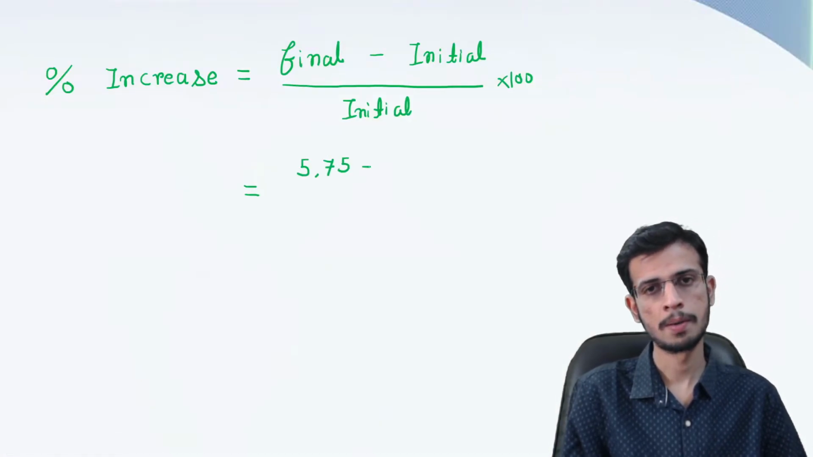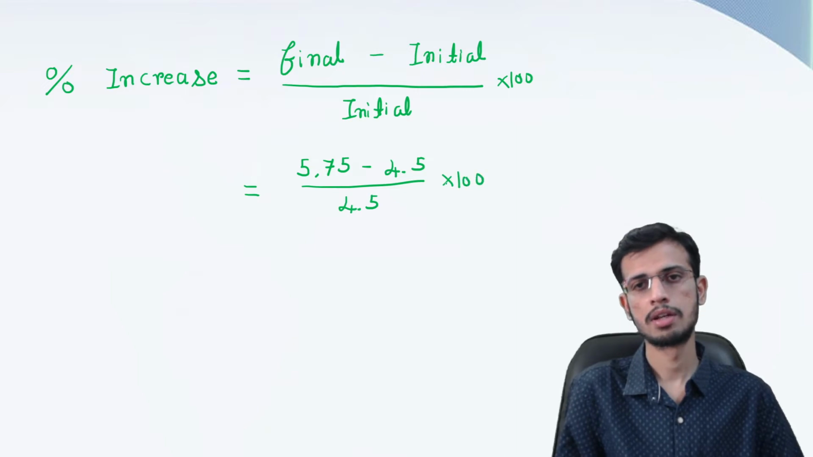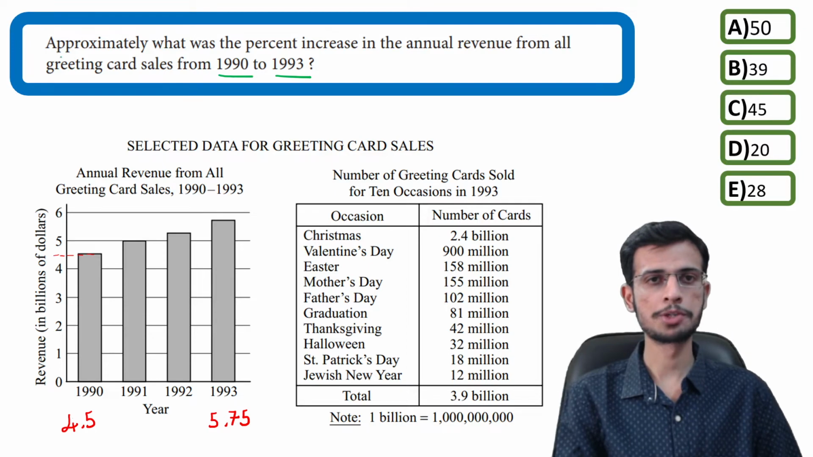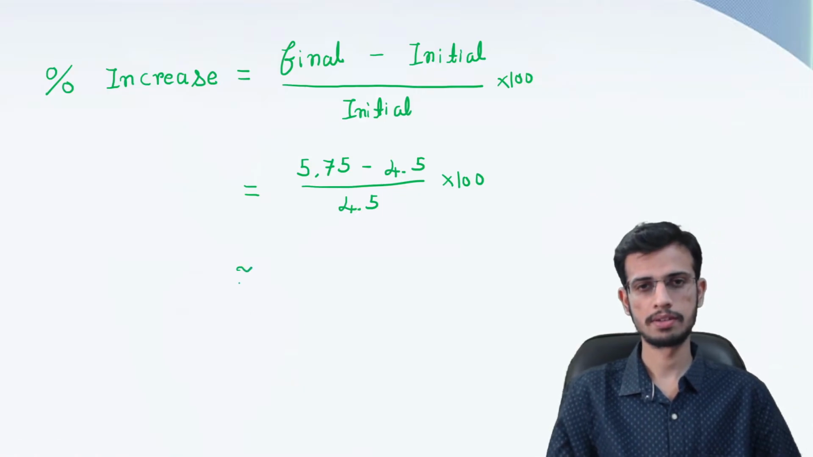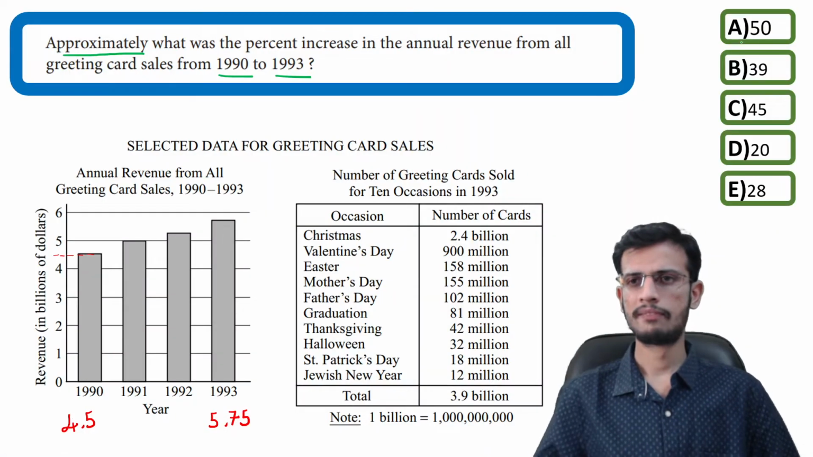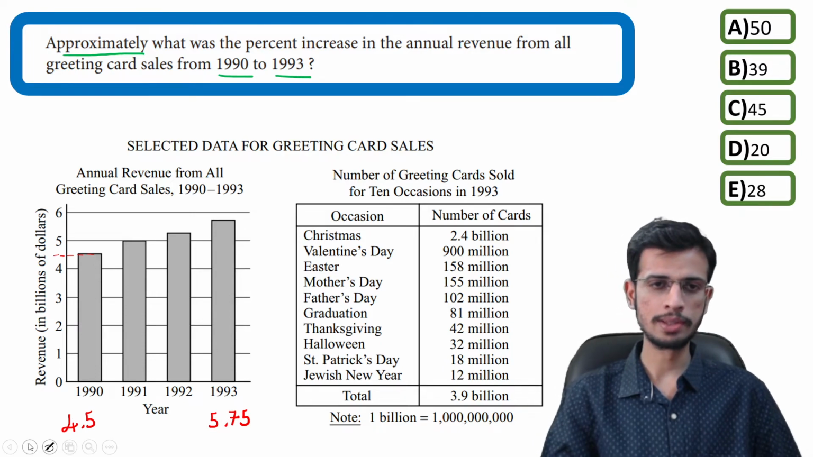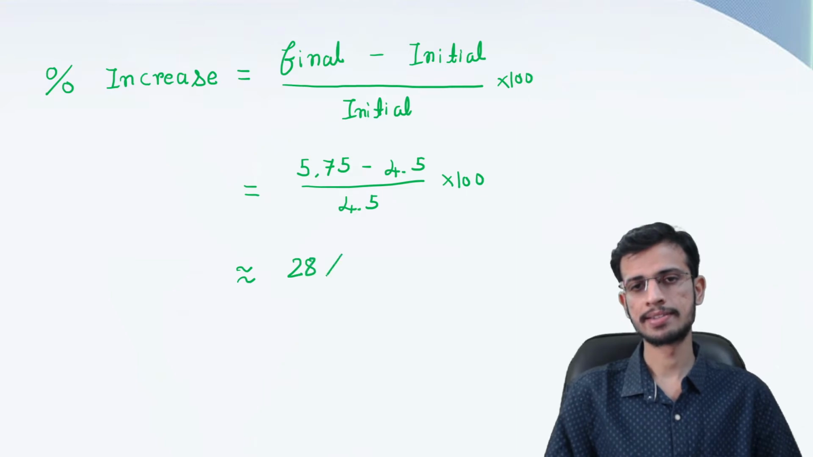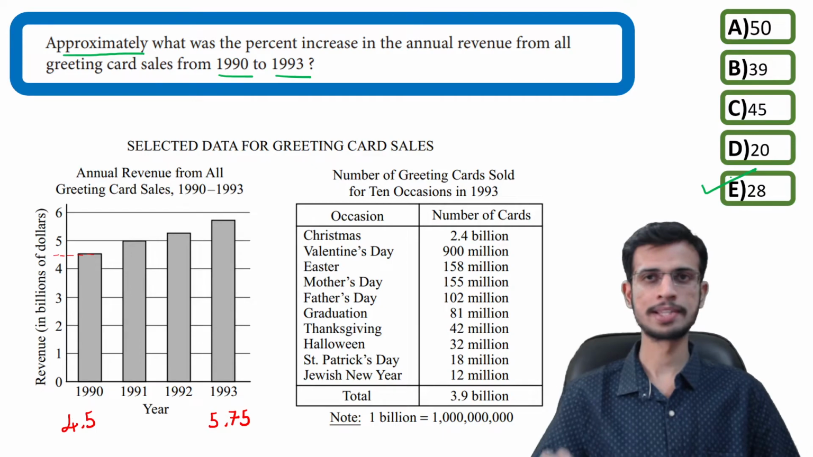5.75 minus 4, divided by 4.5, into 100. We have to get the closest approximately, we can say. Let us solve this. Our options are 50, 39, 45, 20 and 28. If you solve this, we are going to get approximately 28%, the closest option. So option E is the correct answer for this question.